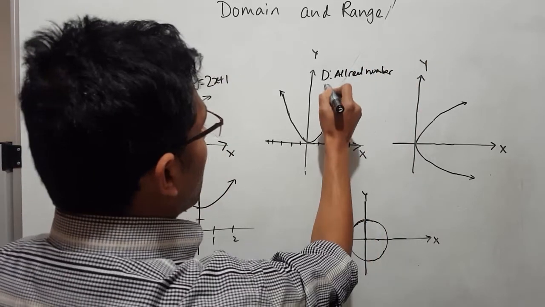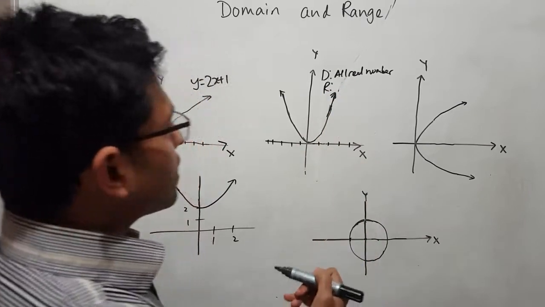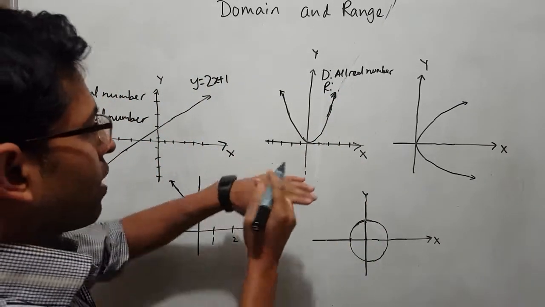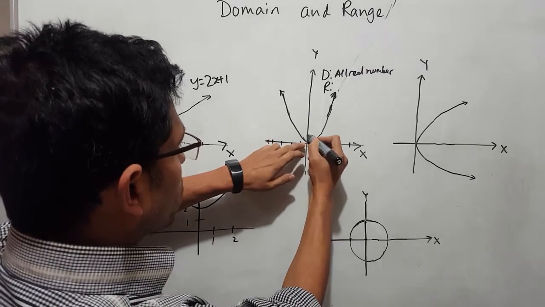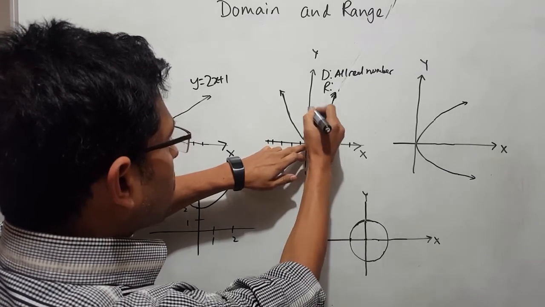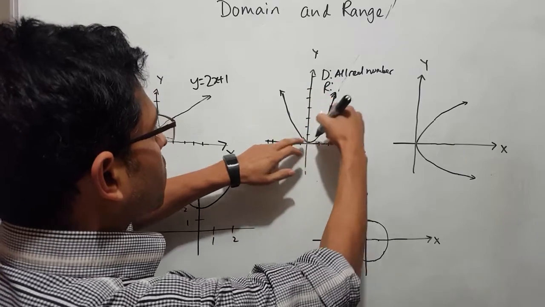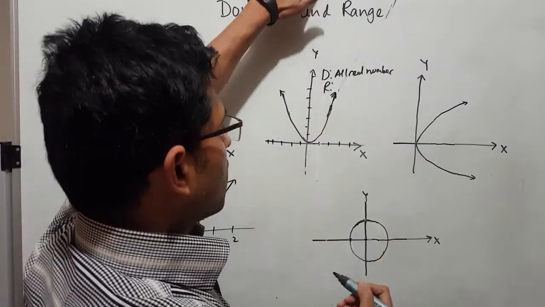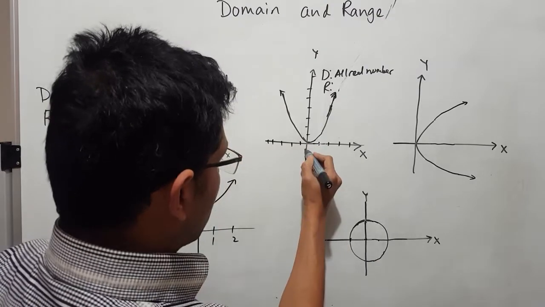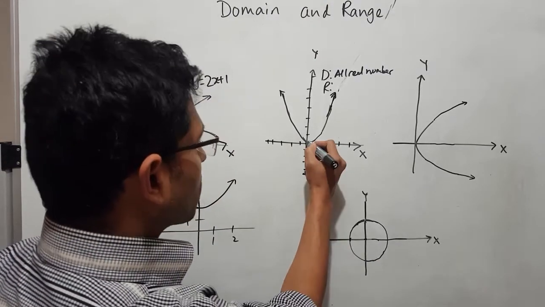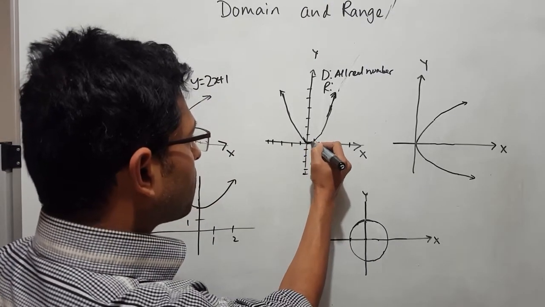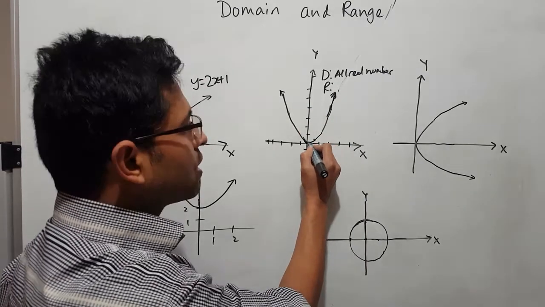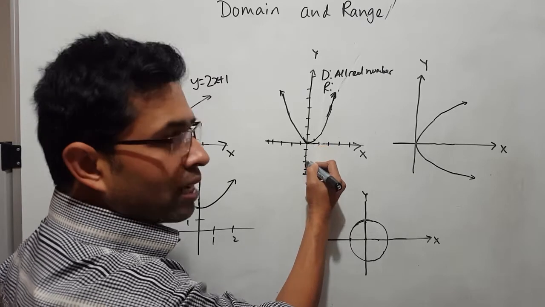Okay. Now, how about the range? Range is the y values. Whenever we are talking about the range, we are looking at the y values. When you look at the positive y first, you can see the graph is going all the way up. It means it is covering all the positive values. But if you look down at the negative side of y, you can see the graph is not coming there. This is the minimum point of this graph. So the minimum value of the graph is 0. It's not coming to the negative y.